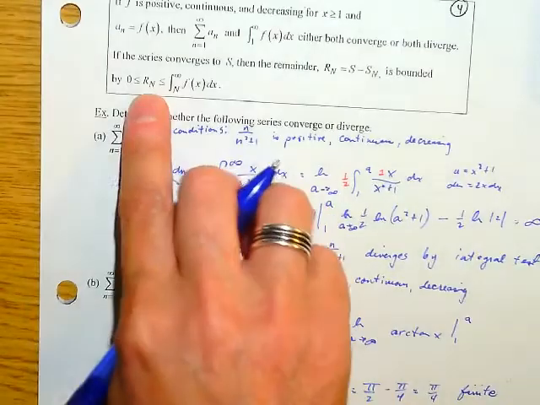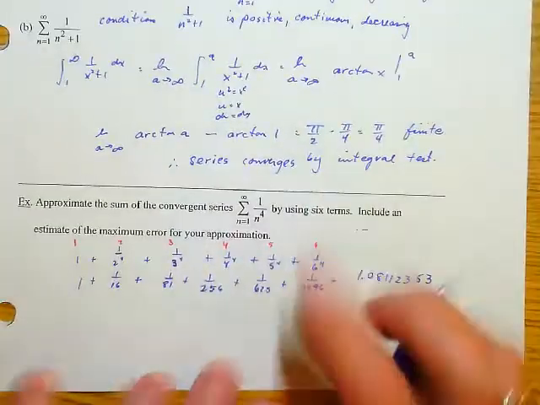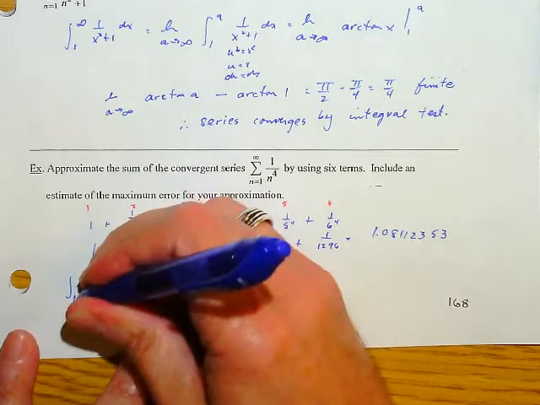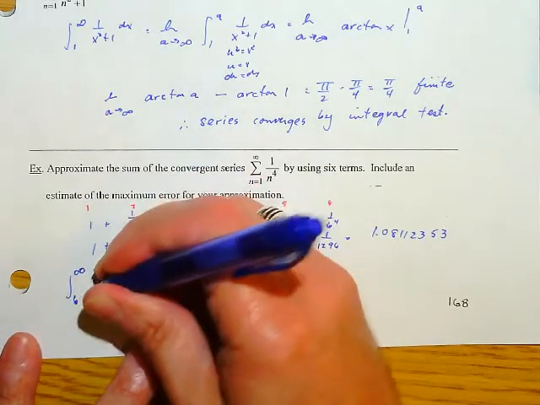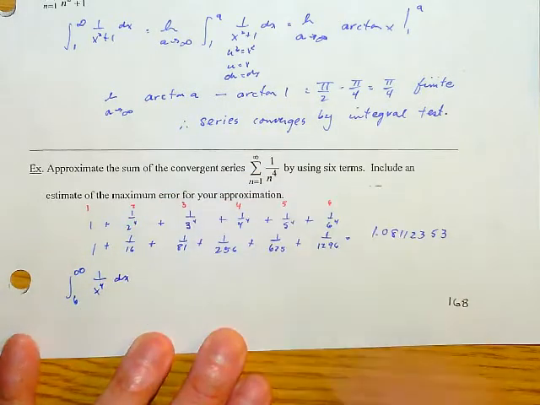So the remainder of the nth term is 6. Here, I've got 6 terms, so I'm going to do the integral now. Whoops, so you can see me here. The integral from 6 to infinity of 1 over x to the 4th dx.